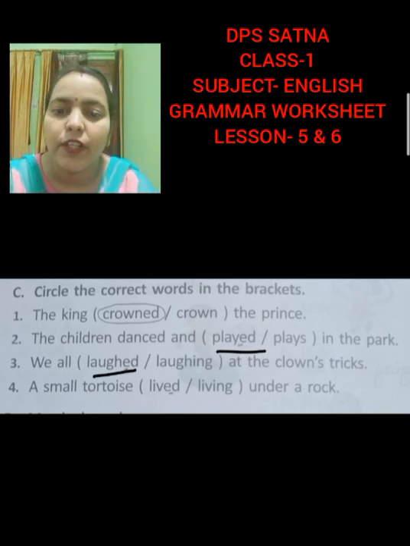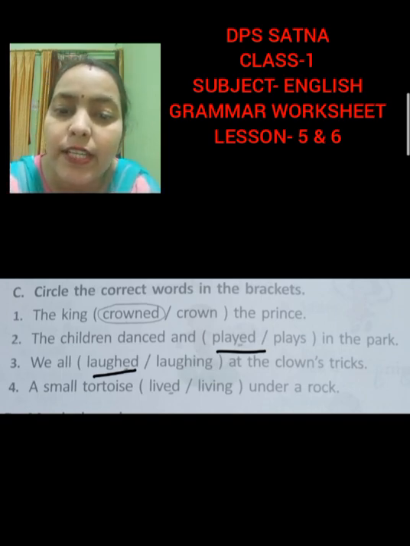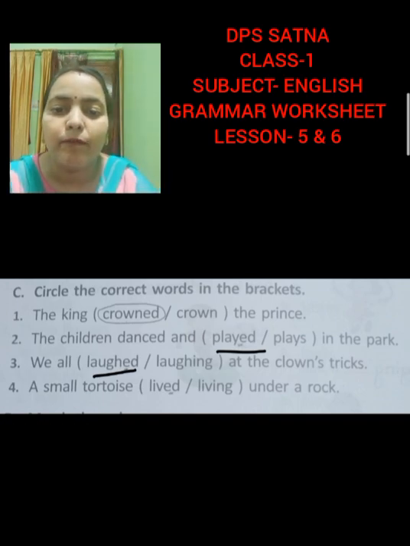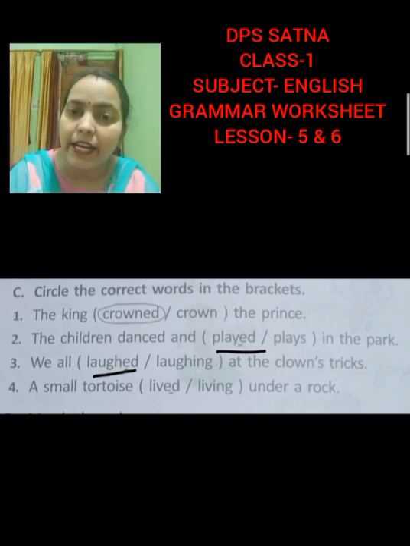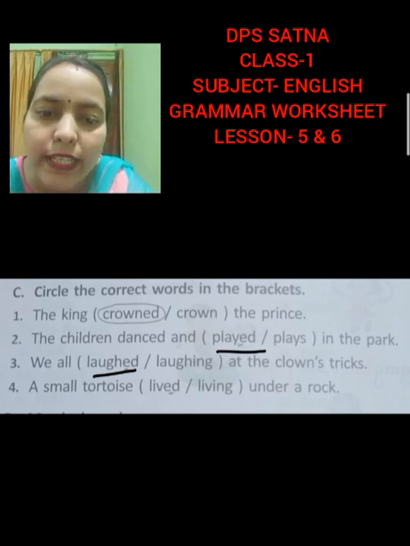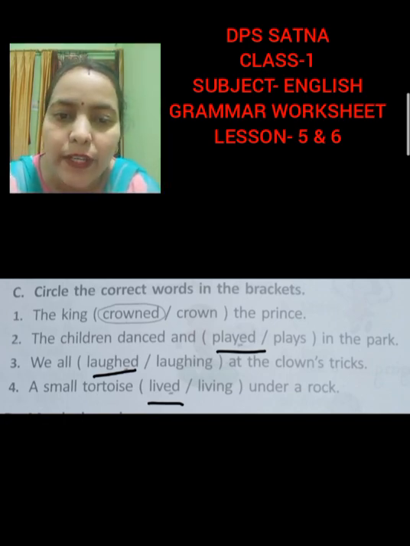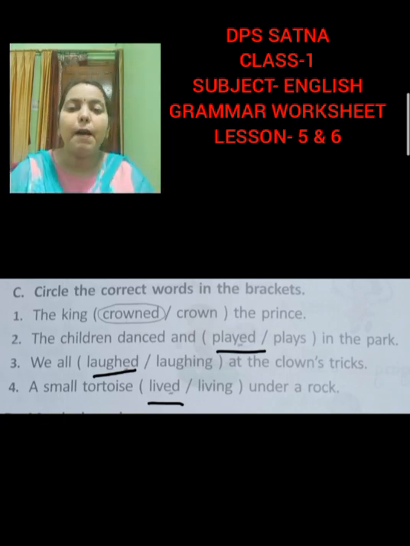L-A-U-G-H-E-D, laughed. Now the fourth one: a small tortoise dash under a rock. A small tortoise lived or living? Living means it is happening right now, present continuous form. So the correct word is lived. L-I-V-E-D, lived. We add ed for the past tense.